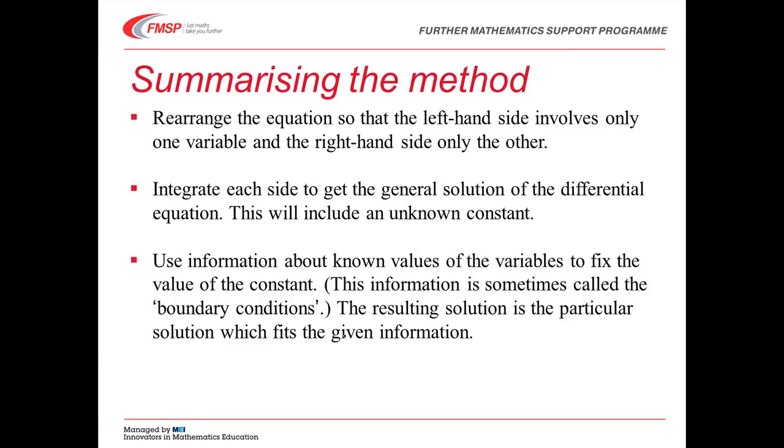Let's summarise the method. We start by rearranging the equation so that one side involves one variable and the other side the other. Then we integrate each side to get a general solution, which will include an unknown constant. Then, using the information that's given in the question, we can work out the value of that constant. Sometimes that information is called boundary conditions, sometimes it's called initial conditions, because it tells us what happens at time t equals 0.